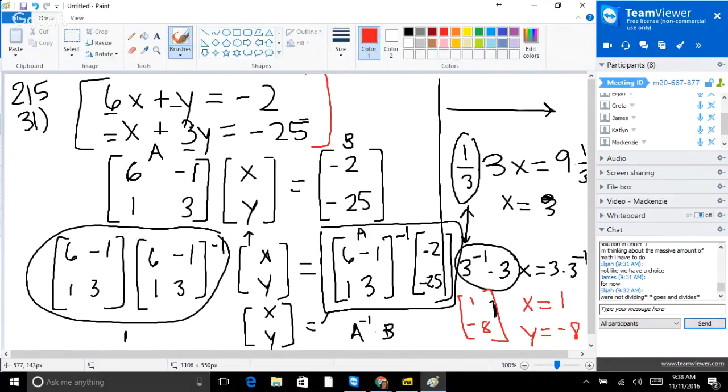Okay, did I lose everybody, or is it starting to sink in a little bit? The ultimate goal I'm trying to get to here is that we want to be able to solve equations using matrices.